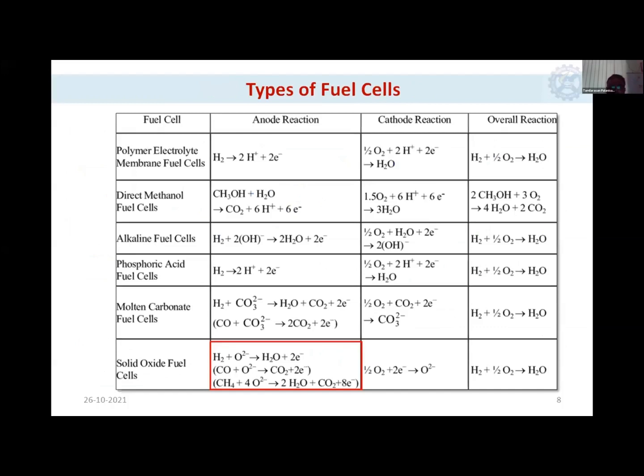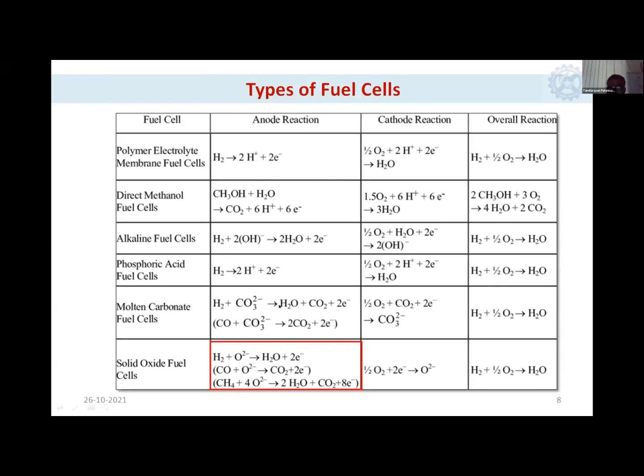If you see the different types of fuel cells, as I already said, the fuel cells are grouped based on the electrolyte used in the device. Either it is the anion exchange medium or cation exchange medium. The PEM fuel cell, direct methanol fuel cell, and phosphoric acid fuel cell are all cation exchange medium fuel cells. And the alkaline fuel cell, molten carbonate, and solid oxide fuel cells are all anion exchange fuel cells.